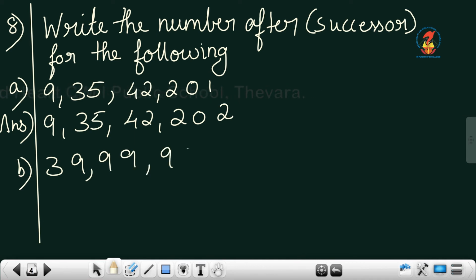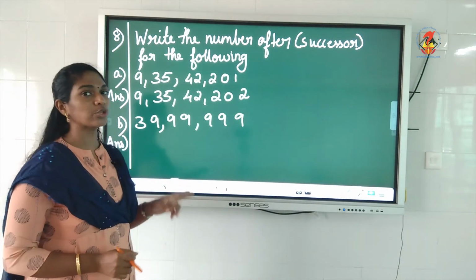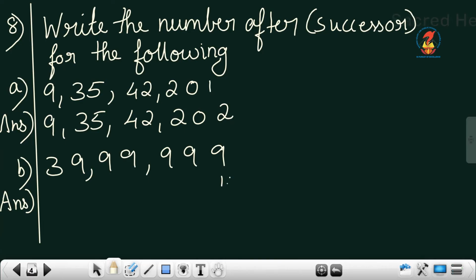39 lakh 99,999. There are so many nines, isn't it, children? What happens when you add 1 to 9? You have to add 1 to the digit in the ones place. So when you add 1, what happens? It becomes 10. Right? Can you write this 10 like this and write the answer? Will the answer become like this, 9, 9, 10? No, it is not possible. So what do we do usually? We write the 0 and we carry 1 over there, isn't it? When you carry 1, what happens?